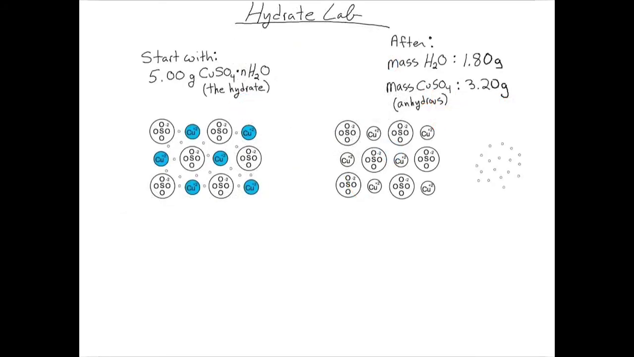Here's some sample data. We start with 5 grams of the copper sulfate hydrate. We heat it up, and we find that we end up with, at the end, 1.80 grams of water and 3.20 grams of the anhydrous copper sulfate. Notice that the two numbers add up to the original 5.